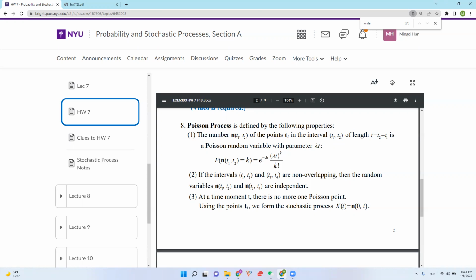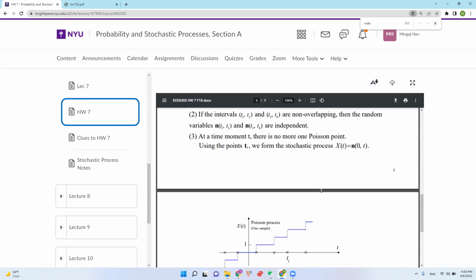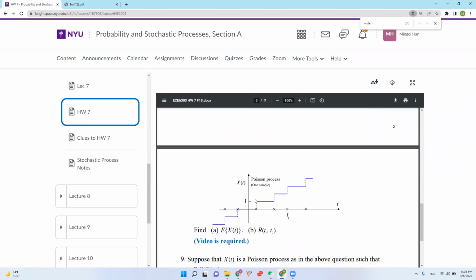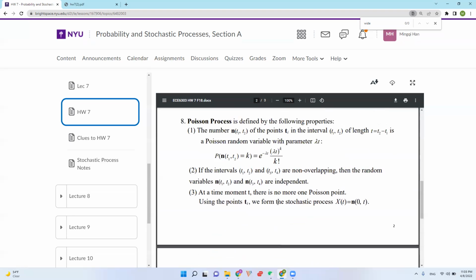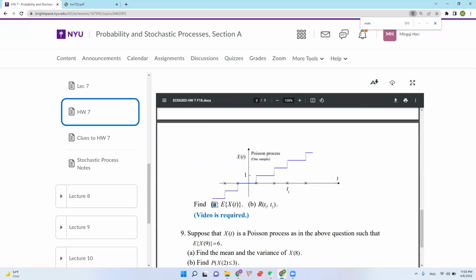And secondly, if the intervals are non-overlapping, they are independent. And the third point is that there's no more than one Poisson point at any moment t. And there's furthermore a graph explaining all this. In this question, we are trying to figure out first what is the expected value of x(t).